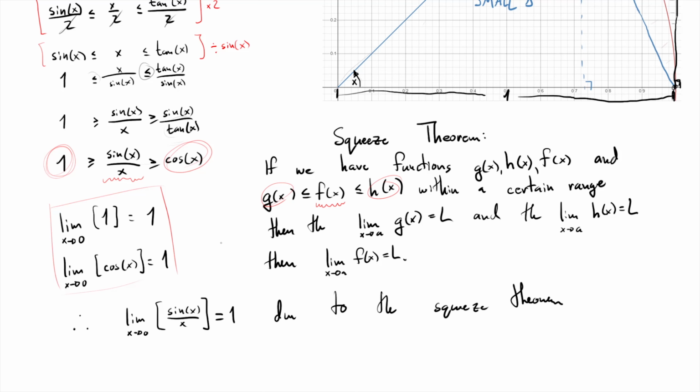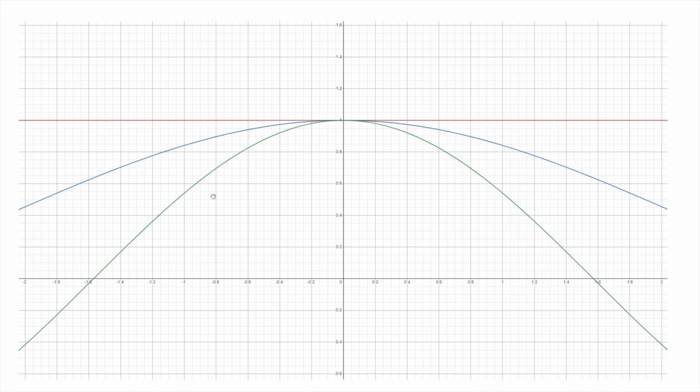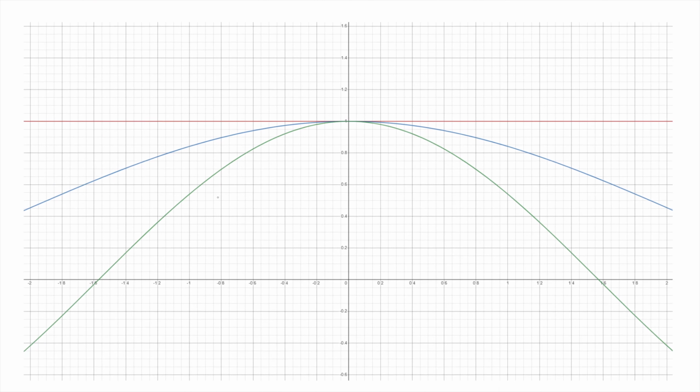I want to show you why this is the case, and so that's why I have this picture here to help us take a look at what we're dealing with. This bottom function, this green function, is the cosine function, so this is cosine of x, and this top function is y equals 1. And then this other function is y equals sine x over x.